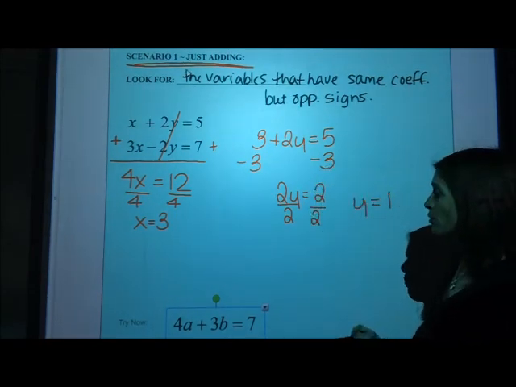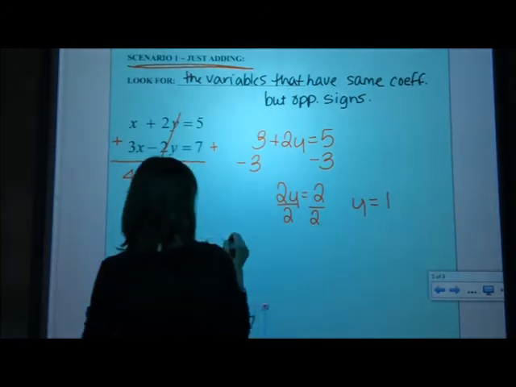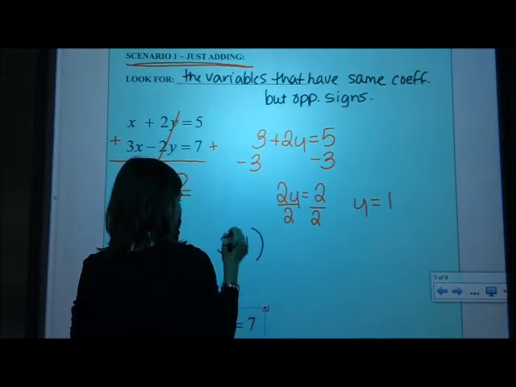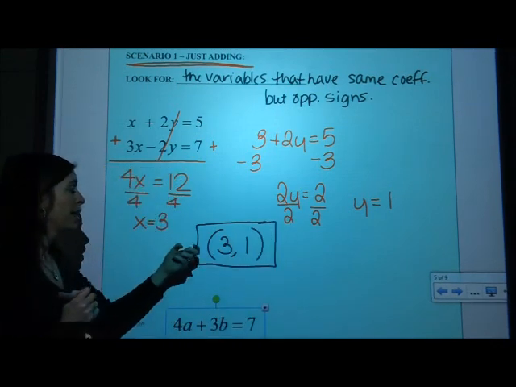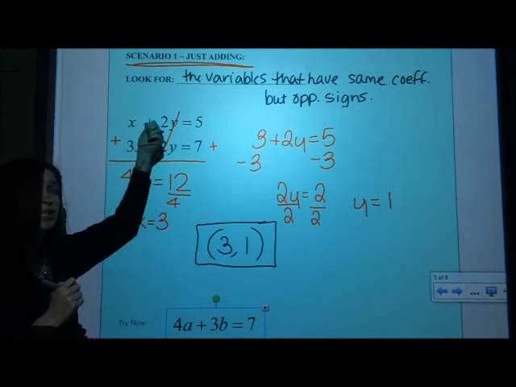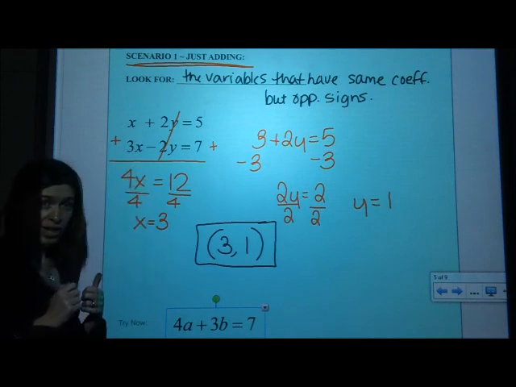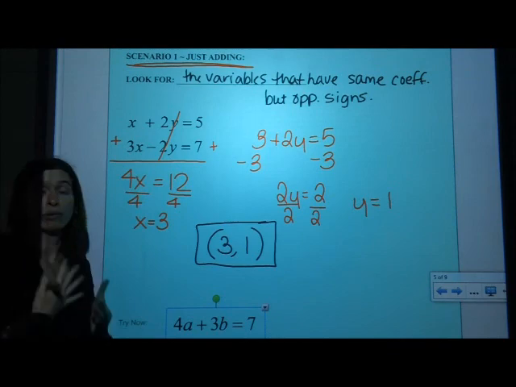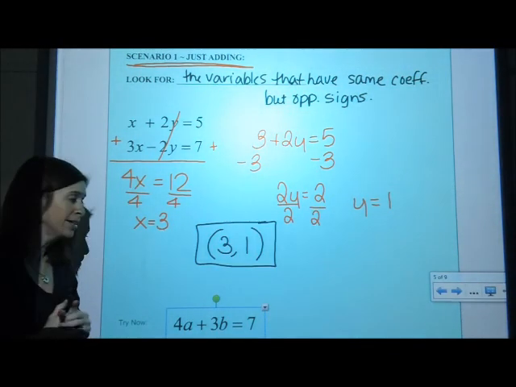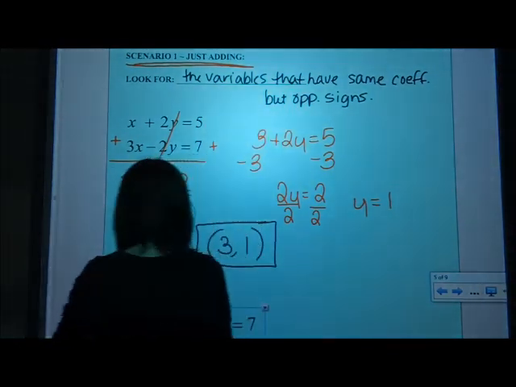Hopefully you're seeing that. Then we write our answer as a coordinate point, (3, 1), and then we box it. So (3, 1) is the coordinate point where these two lines intersect. It means that if I plug 3 and 1 into each equation, it will be true in both of them, okay?